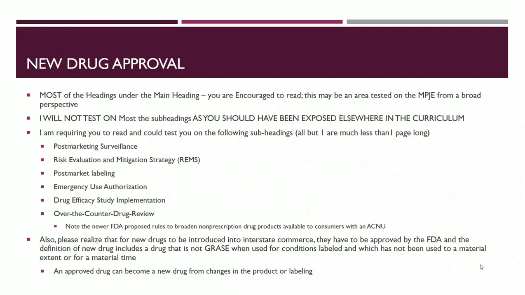So again, this is a main heading that I'm not going to test you on. However, this is an instance where there are a few subheadings, just a couple pages in the book, that I do want you to read. In general, the new drug approval process you've gone through, but there are a couple of things I do want you to look at: post-marketing surveillance, REMS (risk evaluation and mitigation strategy), post-market labeling, emergency use authorization, drug efficacy study implementation, and over-the-counter drug review. And again, some of these are just a paragraph, okay?